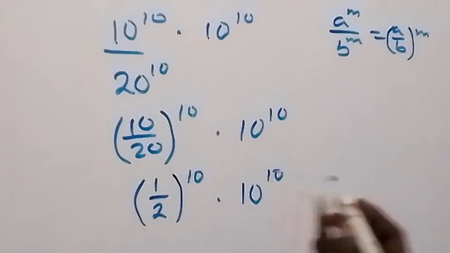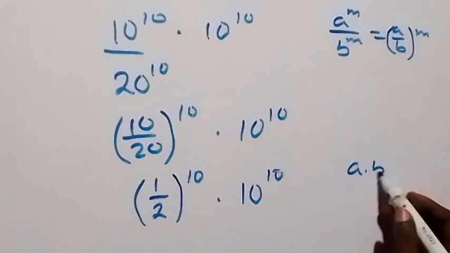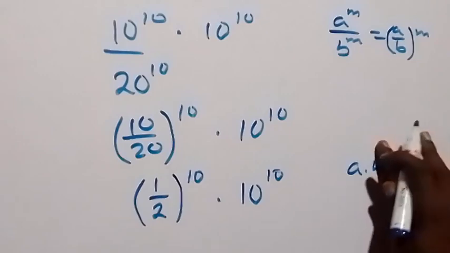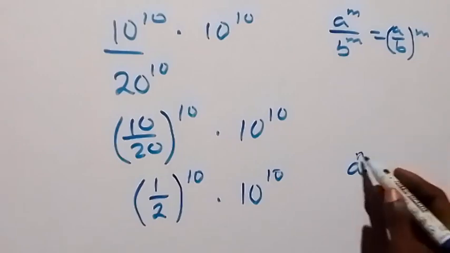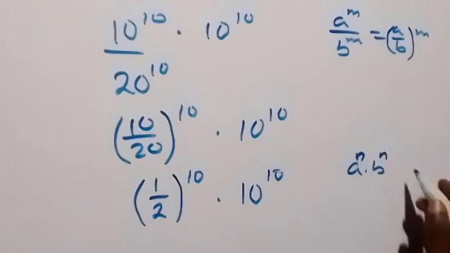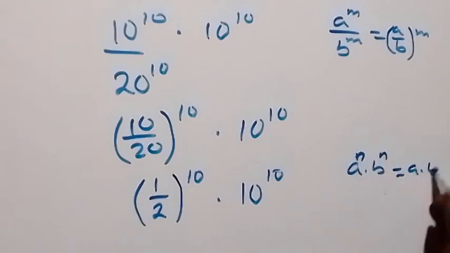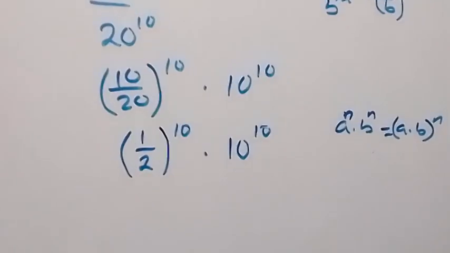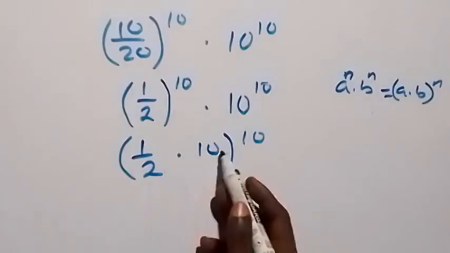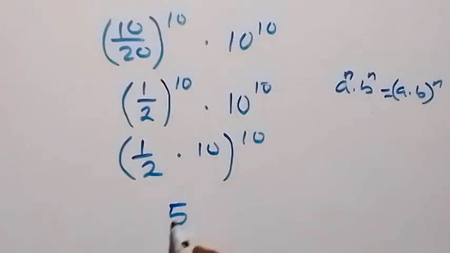Then also from the law of indices, when we have a raised to power n times b raised to power n, here we give us a times b, all raised to power n. So which is similar to what we have now, and this can be written as half times 10, all raised to power 10, which we can simplify, and 2 goes in 10 here, that's 5. So this is 5 raised to power 10, which is the final solution here.